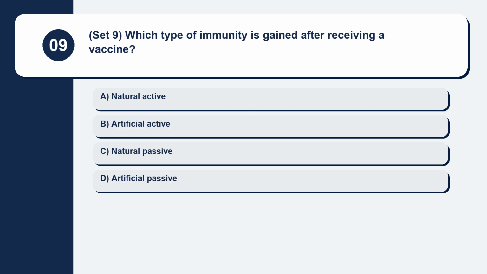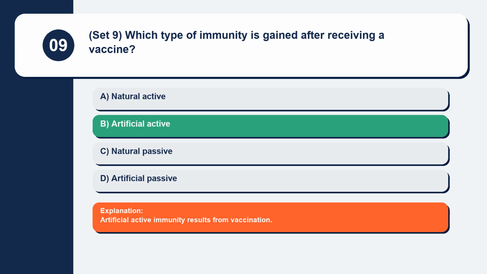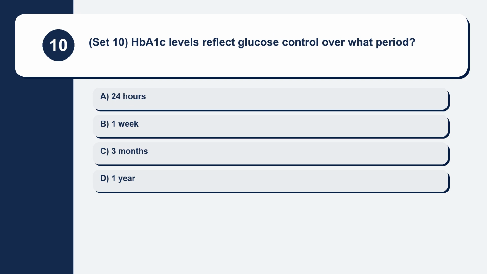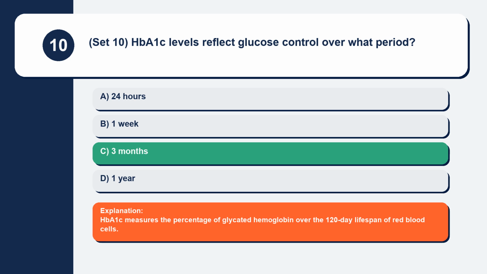Question 9, Set 9. Which type of immunity is gained after receiving a vaccine? Natural active, artificial active, natural passive, artificial passive. Artificial active immunity results from vaccination. Question 10, Set 10. HbA1c levels reflect glucose control over what period? 24 hours, 1 week, 3 months, 1 year. HbA1c measures the percentage of glycated hemoglobin over the 120-day lifespan of red blood cells.